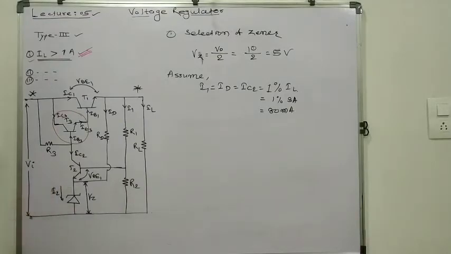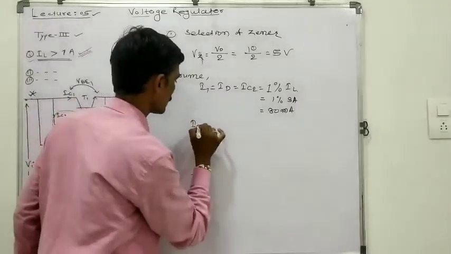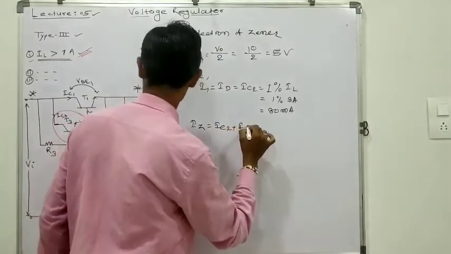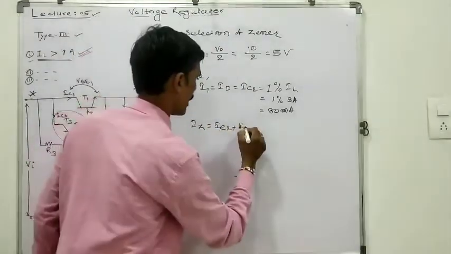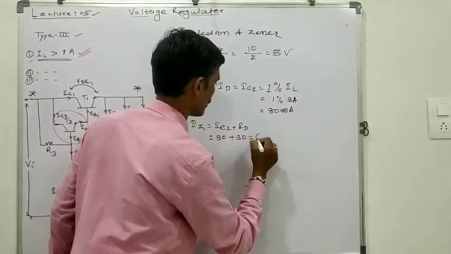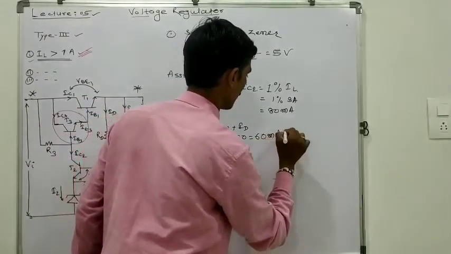So IZ is nothing but the addition of the two currents, that is IC2 plus this ID current. So it is 30 plus 30. So this is 60 milliampere.